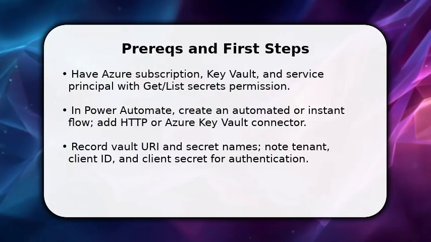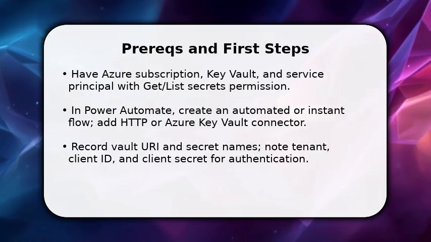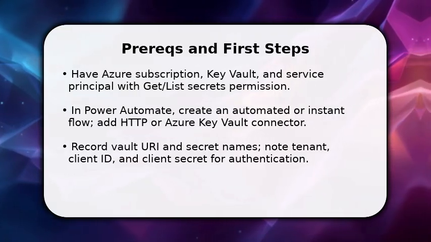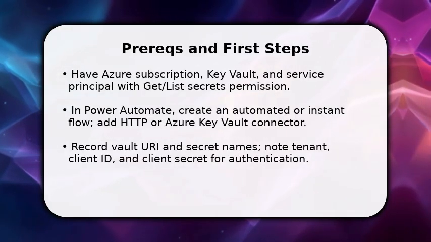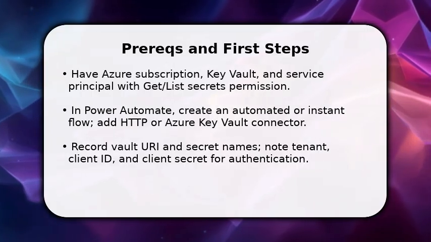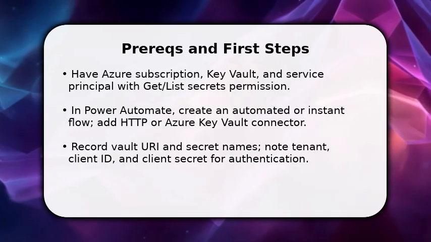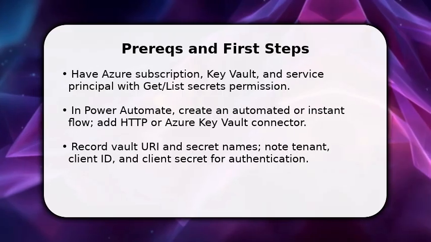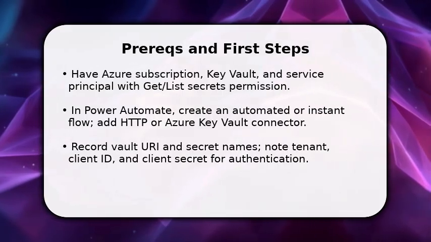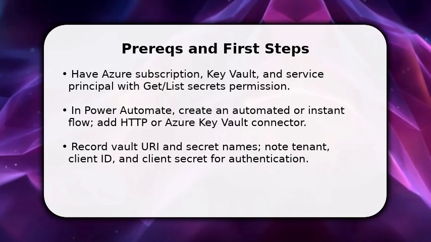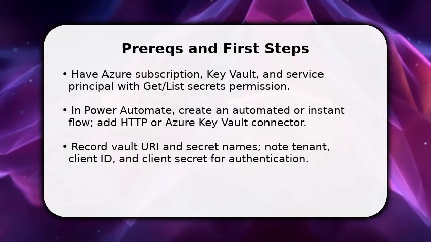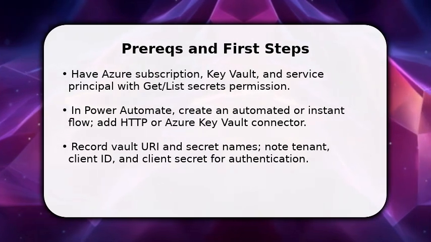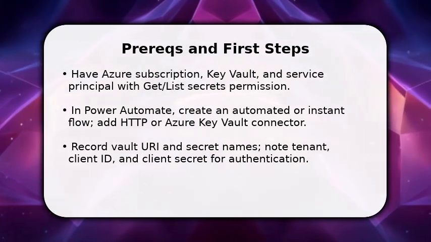You start by confirming essentials: an Azure subscription, an existing key vault, and a service principal with get and list permissions. Once done, open Power Automate and create a new flow, automated or instant depending on your trigger. Next, choose the Azure Key Vault connector or an HTTP action if you need custom auth. Make sure to enter the Key Vault URI. Finally, paste tenant ID, client ID, and client secret into the connector authentication fields so Power Automate can access secrets securely.